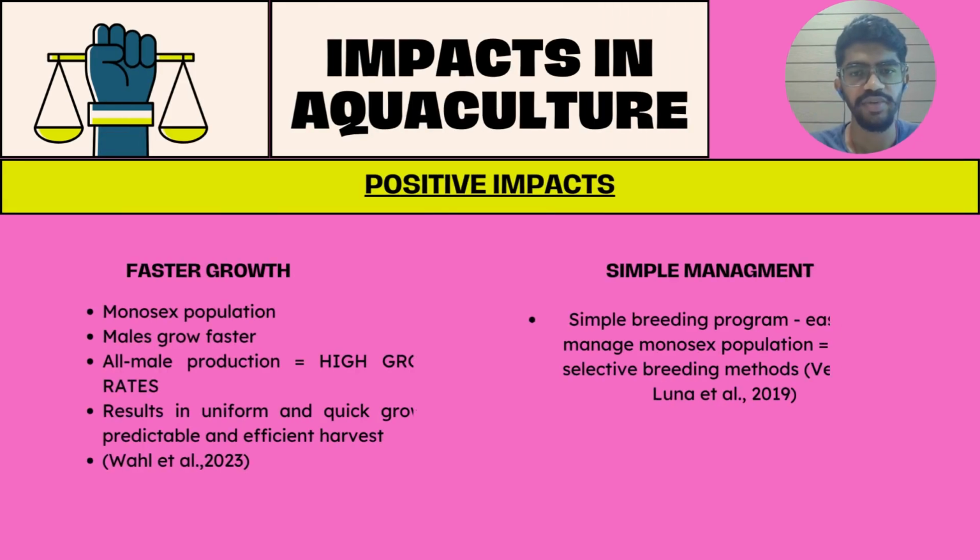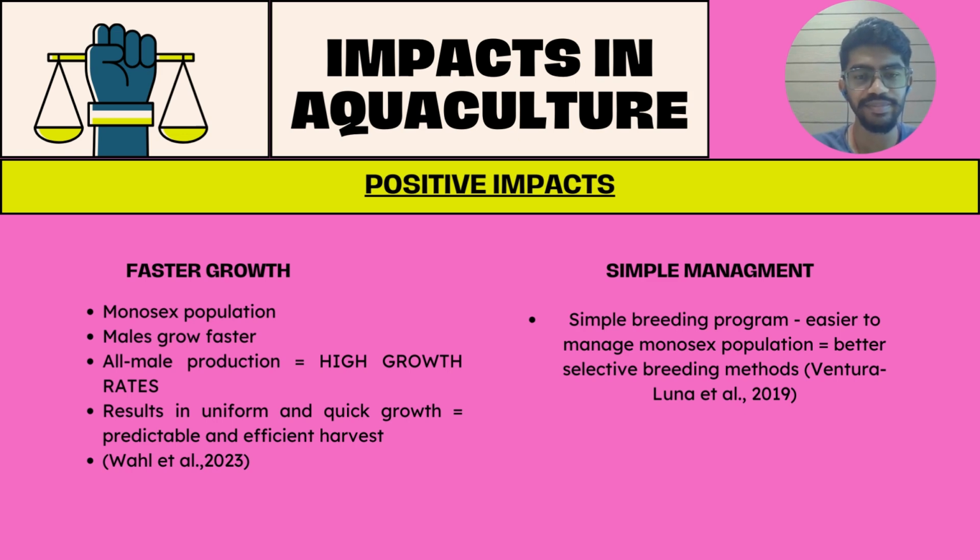Gene knockdown brings various impacts in aquaculture. As for the positive impacts, the first is faster growth. Gene knockdown produces a monosex population, and in Macrobrachium rosenbergii it tends to be an all-male population, and males are known to have faster growth rates. This creates uniform and quick growth, which makes the harvesting process predictable and efficient.